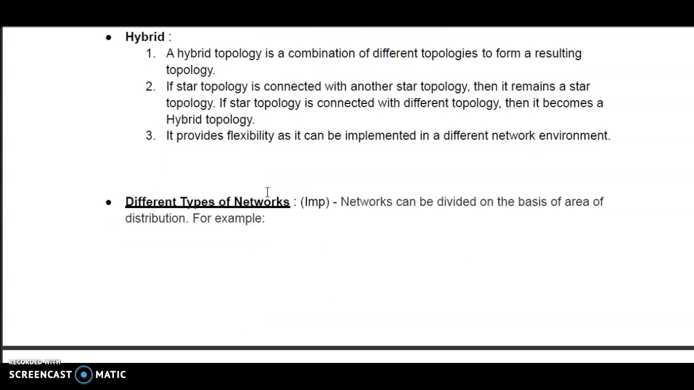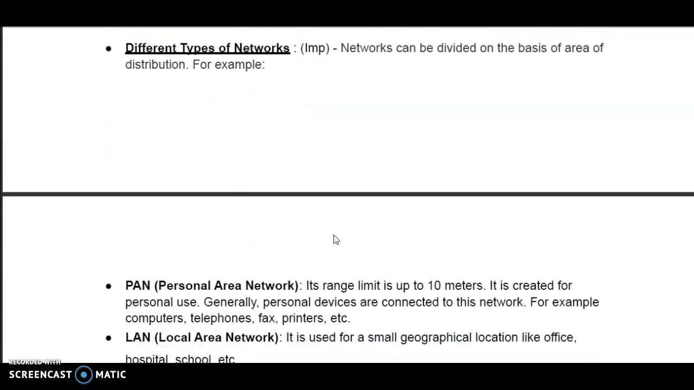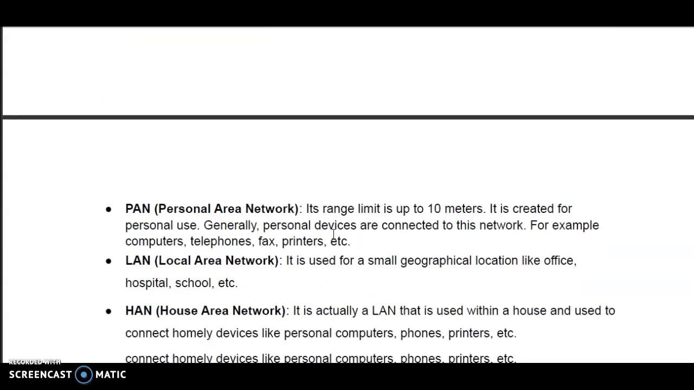Then the next thing is different types of networks. These are very important during your placements, and networks can be divided on the basis of area distribution. One is PAN. PAN is personal area network. It ranges up to 10 meters, for example, your computers, telephones, fax, printers.